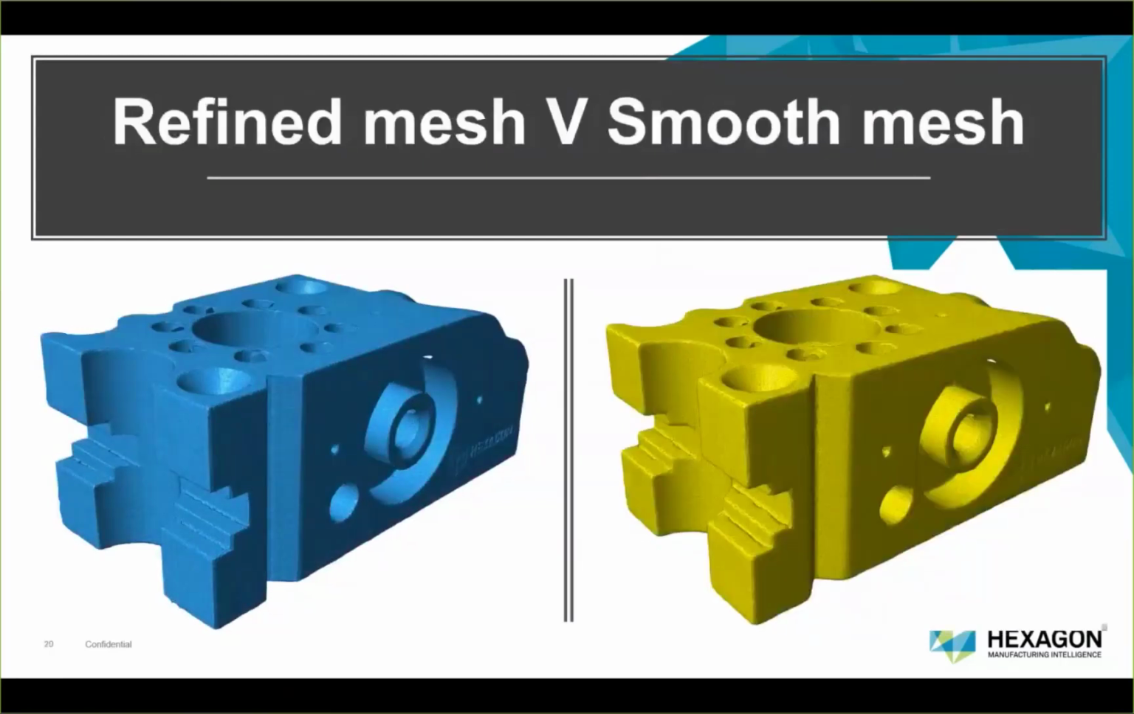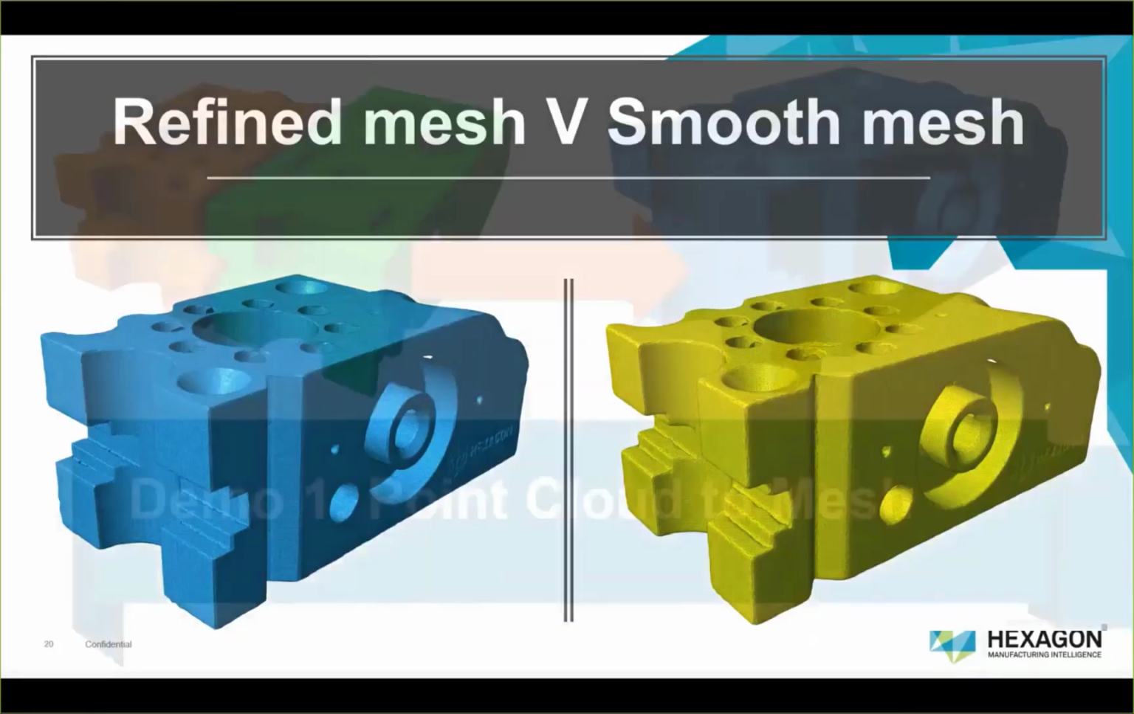Here we have the refined mesh on the left and the smooth mesh on the right. So you can see we've smoothed out the regions. The hexagon logo has sort of blended in a bit more, and we've smoothed off those sharp edges. So for this part, it's probably not what you would want. Just wanted to show an example.